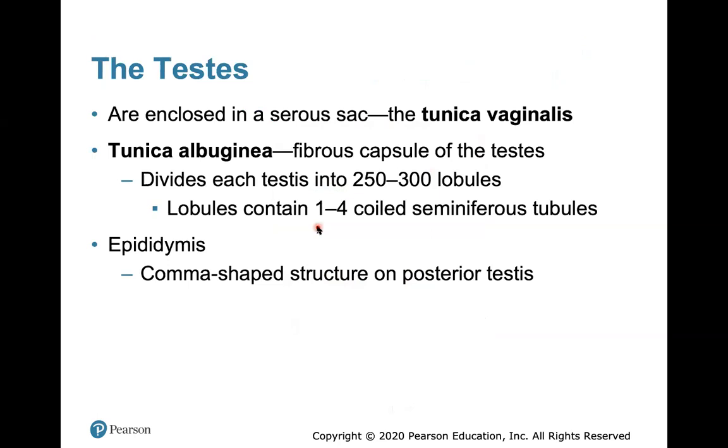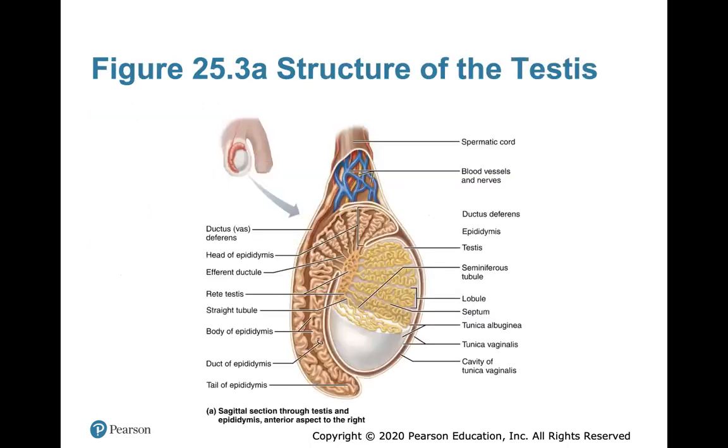So the testes are an enclosed fibrous sac. The epididymis is the comma-shaped structure on the posterior testes. The tunica albuginea is the fibrous capsule, and it divides each testis into 250 to 300 lobules. And lobules contain about 1 to 4 coiled seminiferous tubules. So the seminiferous tubules are located inside the testes, and then the epididymis is kind of the comma-shaped structure on top. So you can see this here, how the seminiferous tubules are located within the testes.